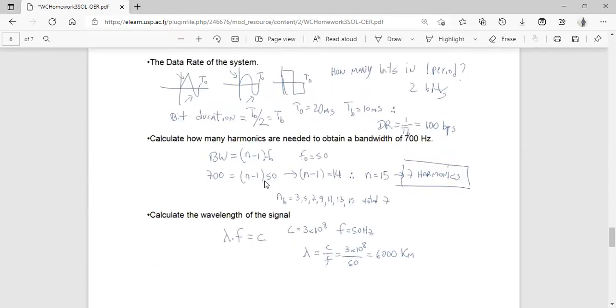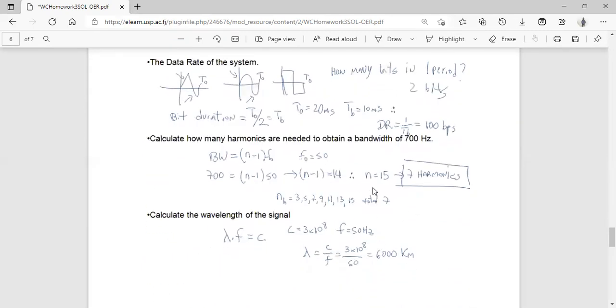If you pay attention to this particular question, if n is small, the bandwidth will also decrease. If you decrease n, the bandwidth will also decrease, isn't it? But you need a bandwidth of 700 hertz. So what do you need to do? You round it up. You take a higher value in order for the bandwidth to be at least 700 hertz. So n is equal to 15, right?